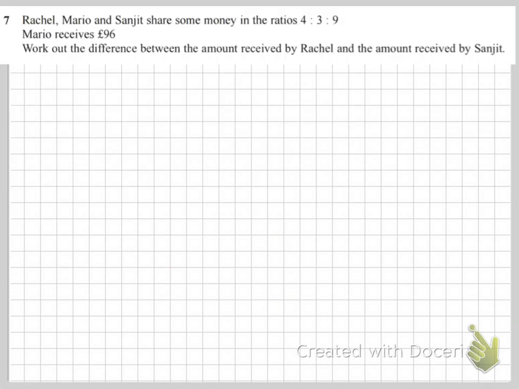Okay, question 7's next, a ratio question, not a particularly challenging one, but I'd recommend you set these out in this particular way. We'll start by labelling the titles of your ratio. R, M, S is the order in which they appear in the question, and that's 4, 3, 9. And we're told that Mario gets £96. So to get from 3 to 96, we times by 32. You can just divide 96 by 3 to find out what that multiplier is. We have to do that to the other 3 parts of the ratio as well.